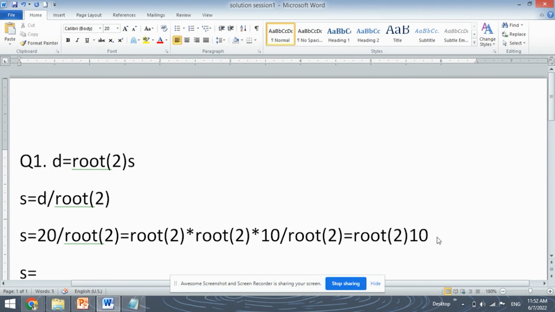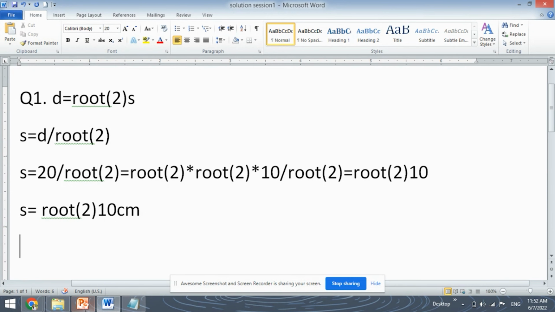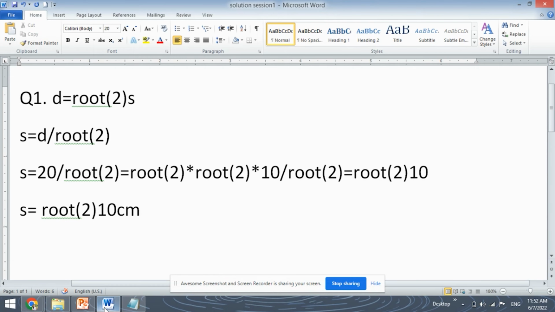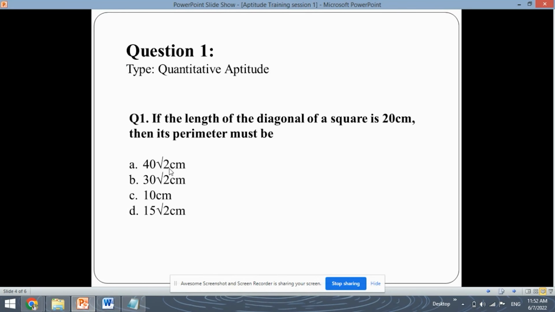Our side is root 2 times 10 centimeter. Now our question says that we need to find out the perimeter. As we all know, the perimeter of the square is 4 times the side. Perimeter is 4 into side, correct? So let's substitute our side length, which is root 2 times 10. 4 into 10 is 40 root 2. This is the answer for our question. Let's see. Yes, 40 root 2 is present. Option A is our answer.